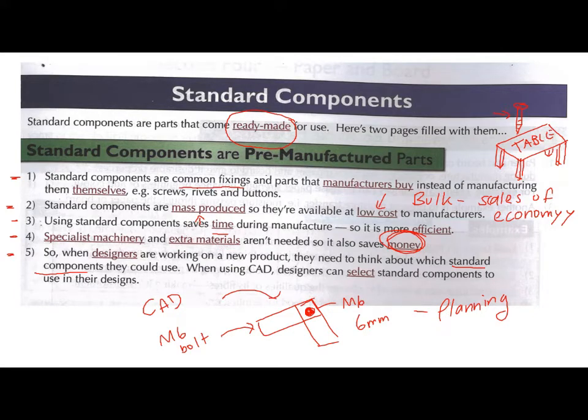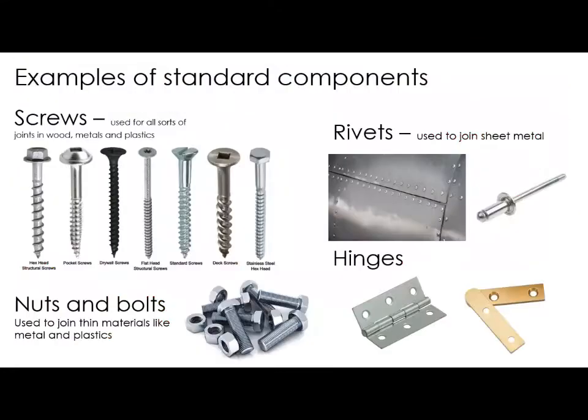So standard components are really simple to understand, and I'm going to show you some examples now just to make it even more simple, but they are ready-made bits and bobs that you might need to assemble your product. So here's some examples, and you've used a lot of these in the workshop at school. So I'm not saying that you need to know every different type of screw, but you might want to have an awareness that there are different types.